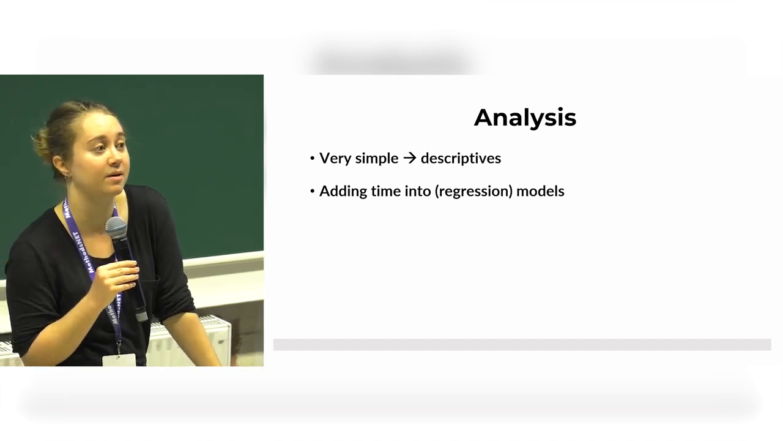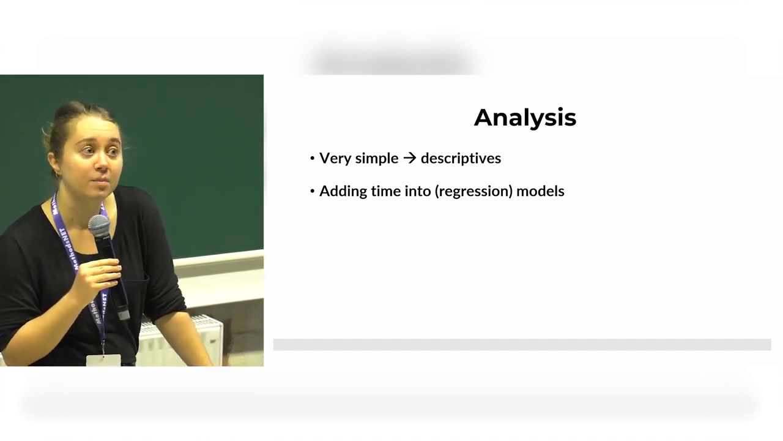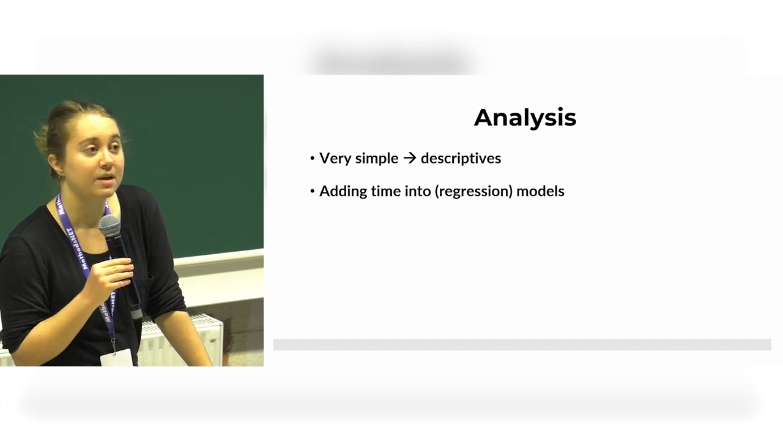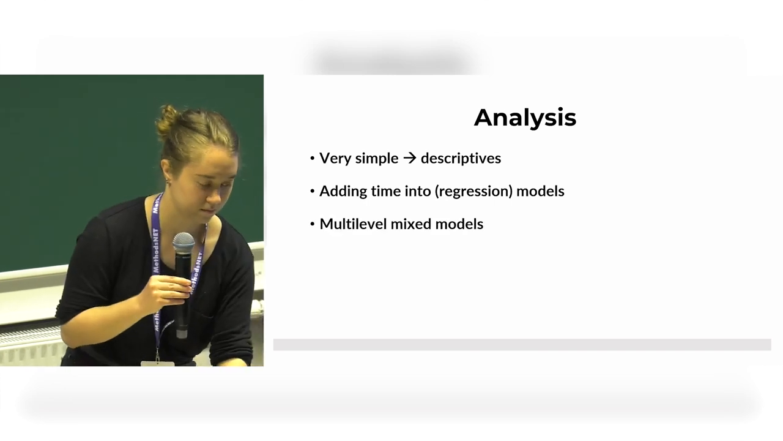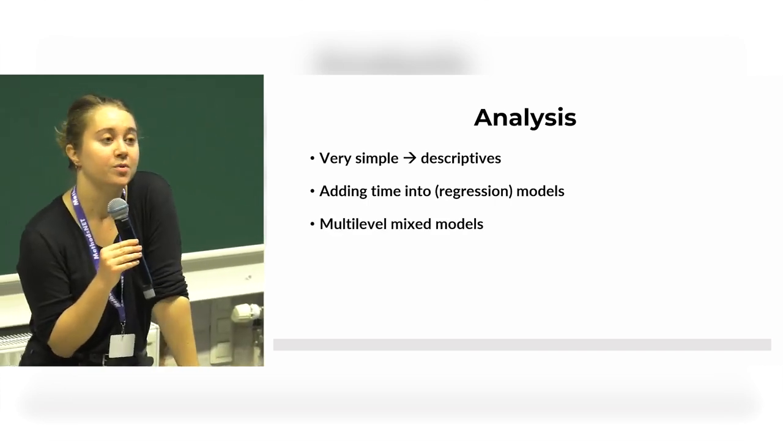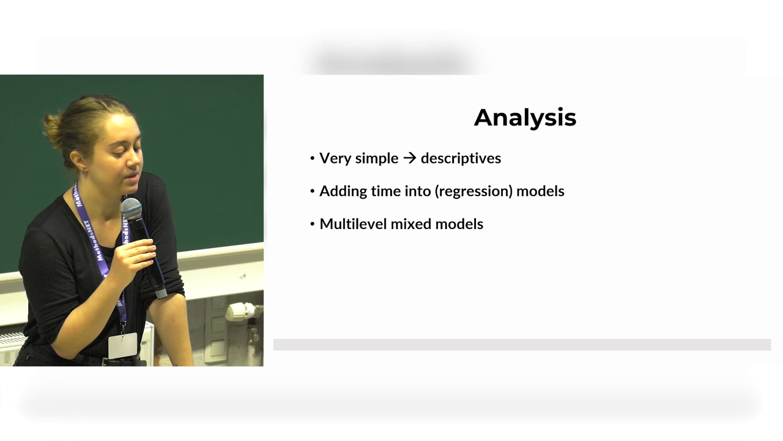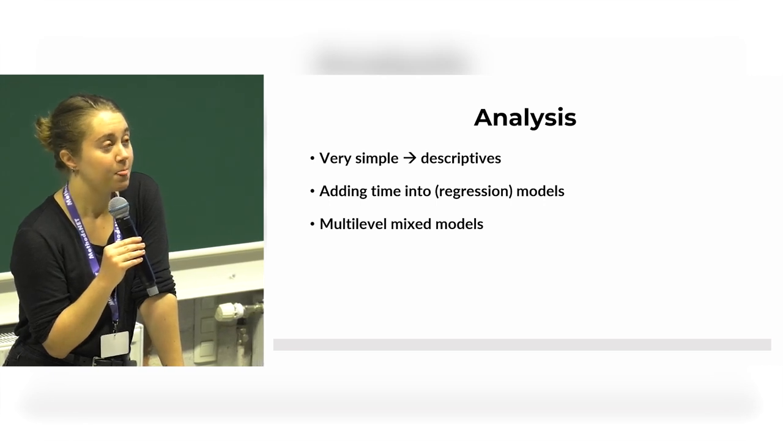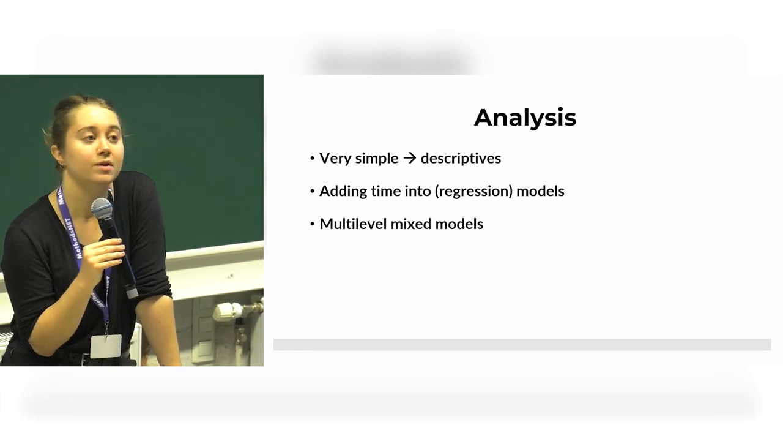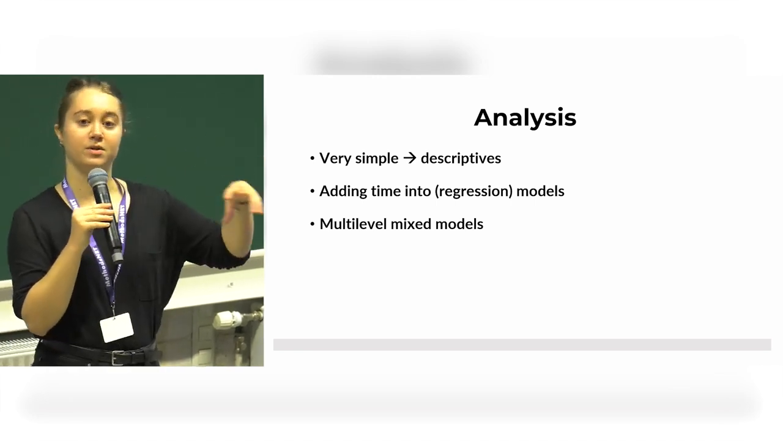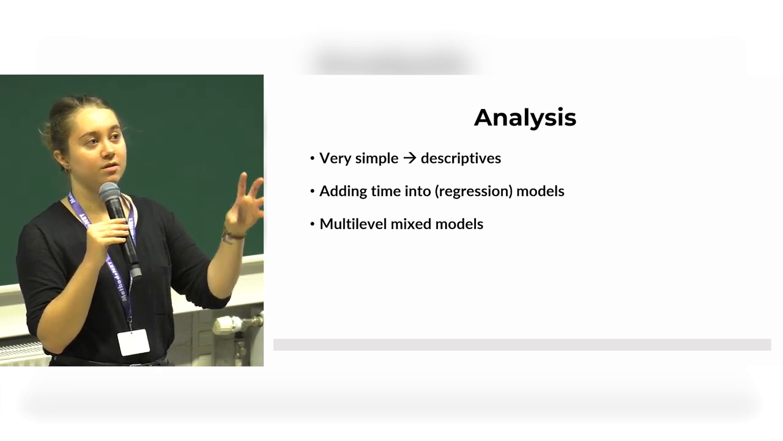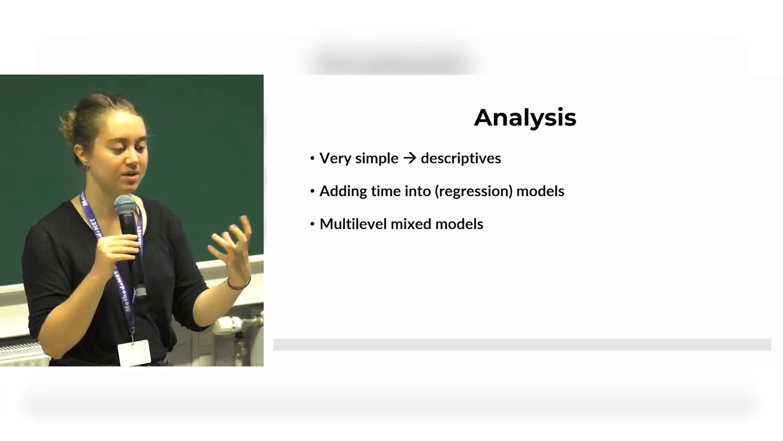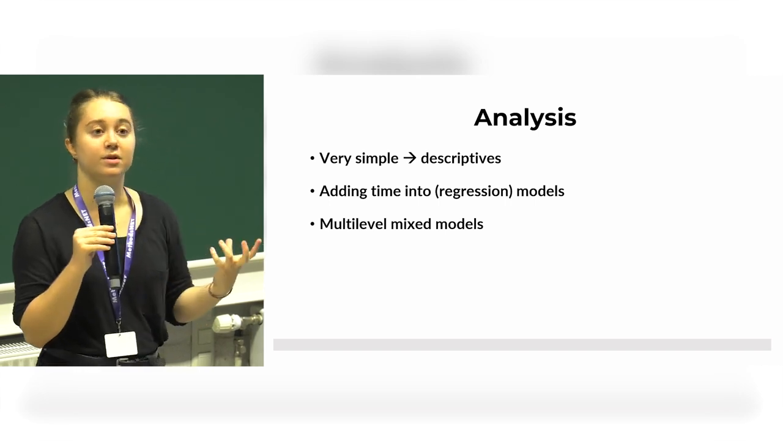So one very simple thing is just to start adding time into models. This can be just the observation number or something like that, so that you have an idea of how something is evolving over time. You can also use different types of multi-level mixed models if you have many participants. Here you look at how different things are evolving over time, but taking into account that you have many participants and that their responses are probably a bit similar in some way.